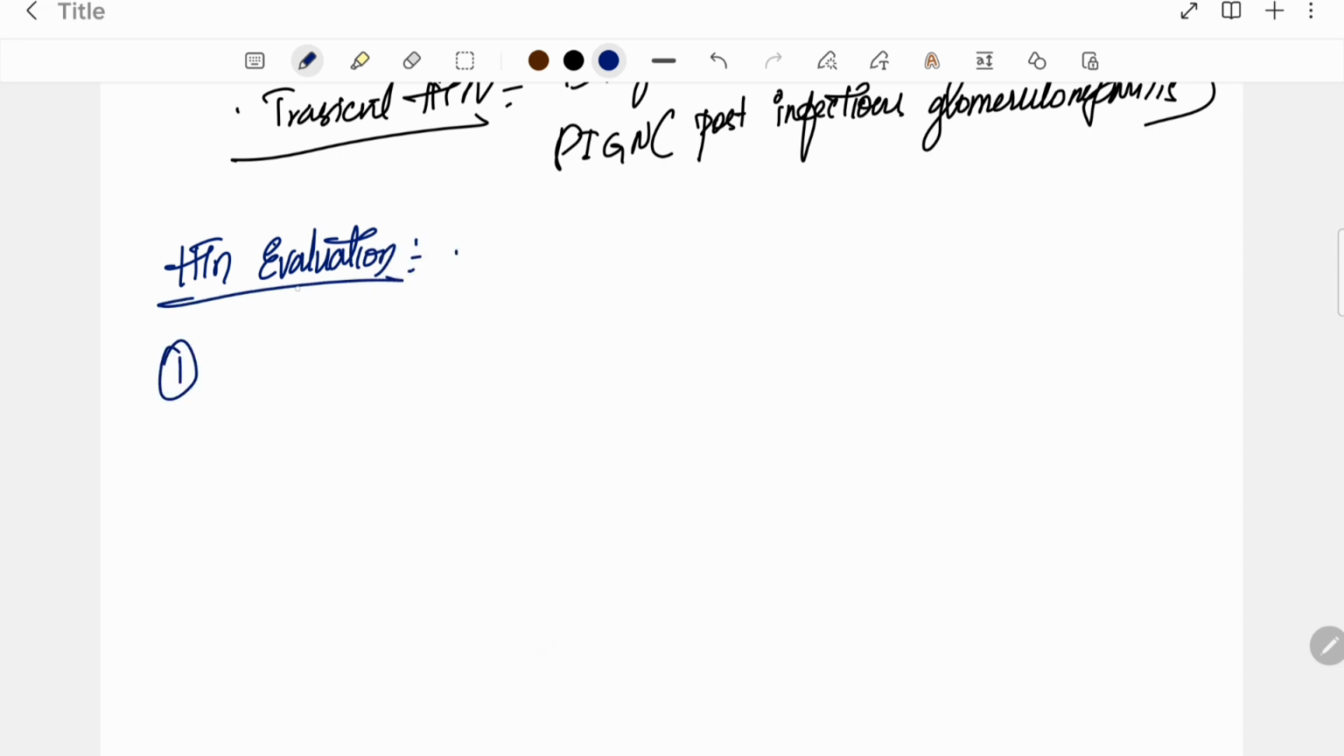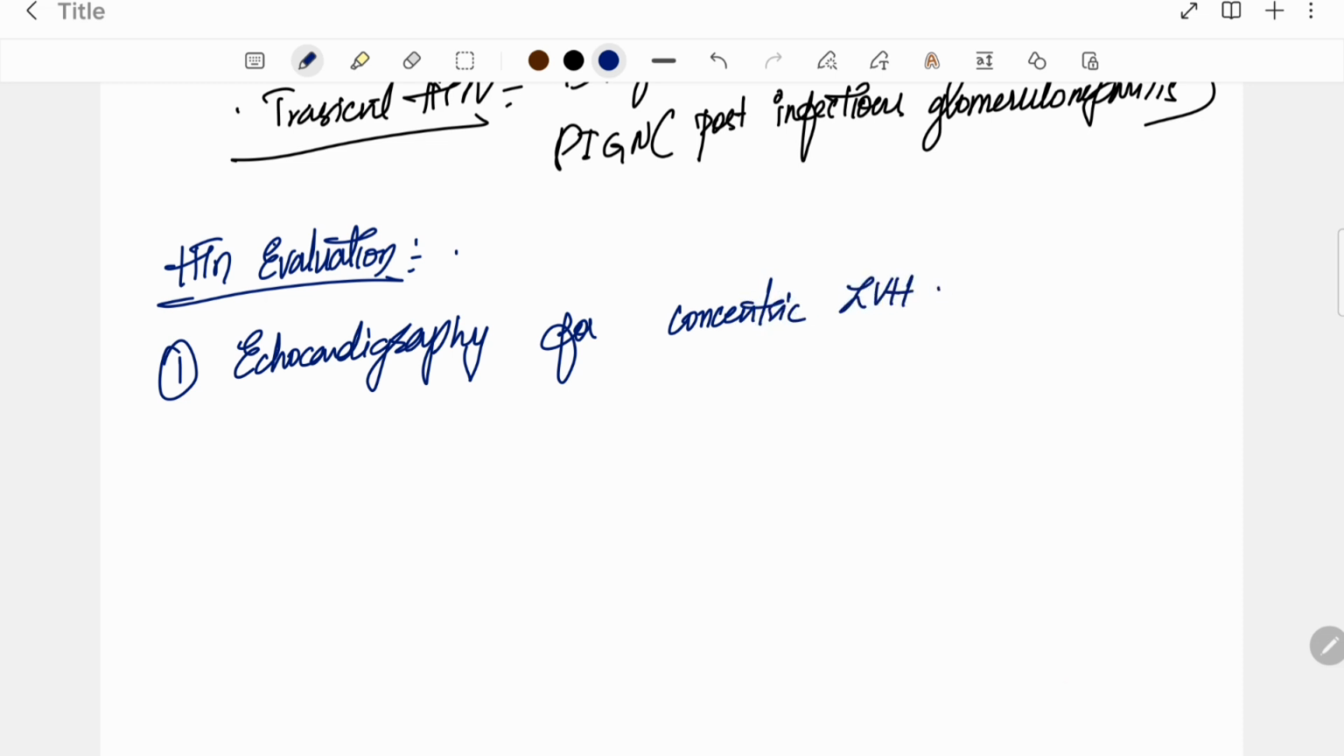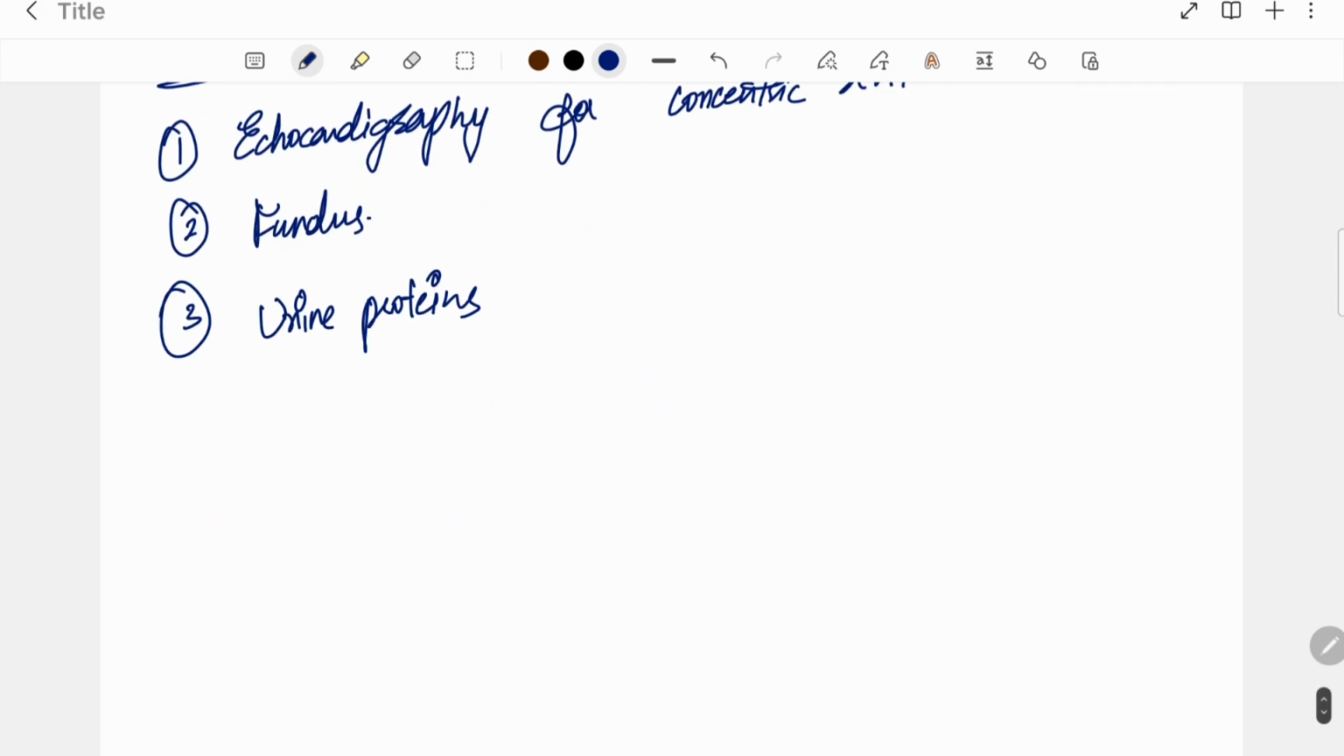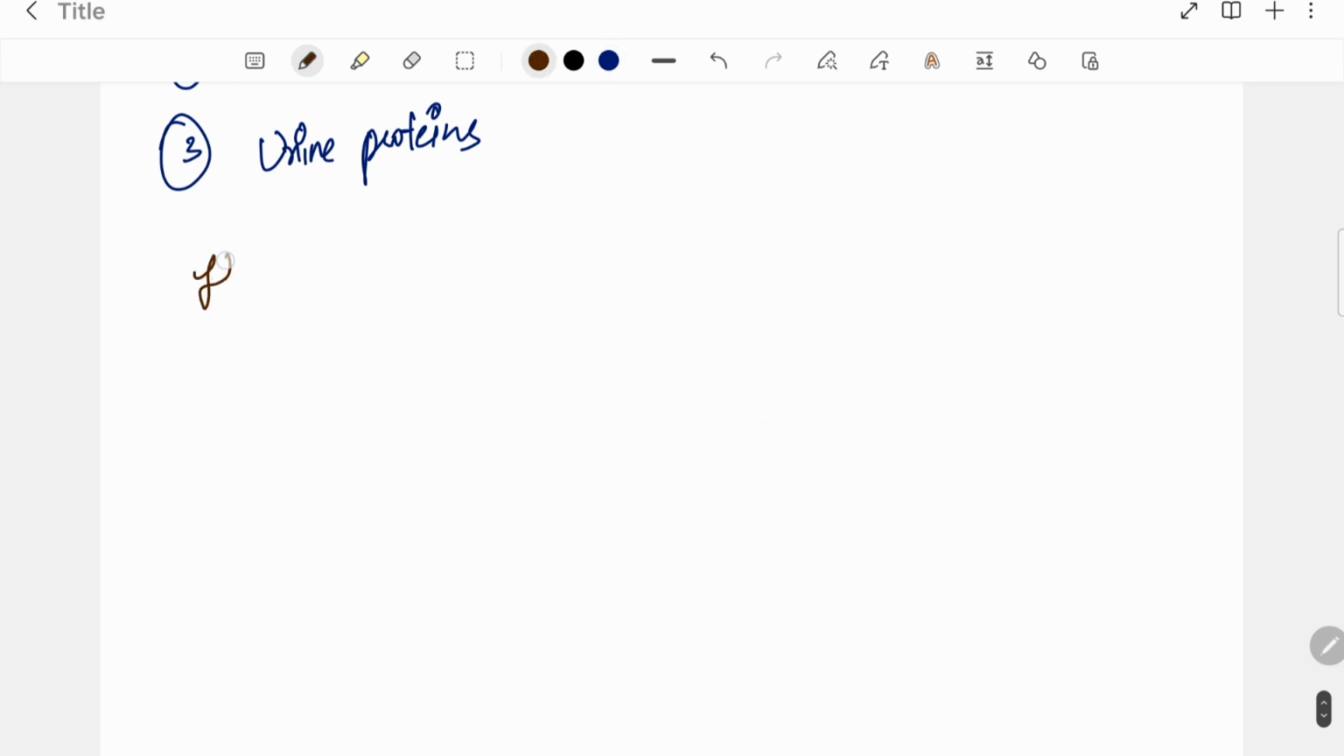First we have to do echocardiography for concentric left ventricular hypertrophy. Second is fundus examination for the eyes, and urinary proteins, because in hypertension the heart muscle, eyes and kidneys are involved. Next is the hypertensive emergency.